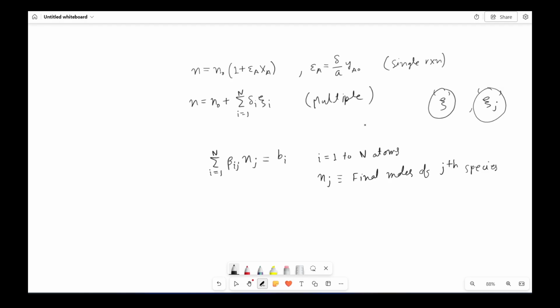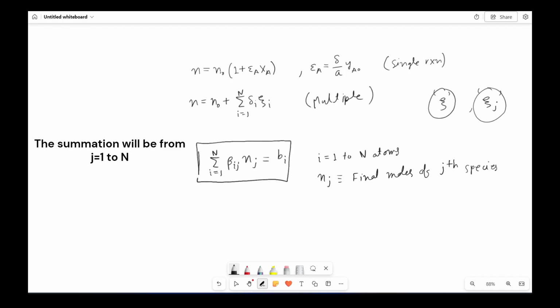Now, that type of expression can be obtained by using the balance of moles of atoms in the reacting system. If we balance the moles of atoms in the reacting system, we will get an equation like this, and we will have n equations for n atoms. Suppose in a reacting system there are n atoms, then there will be n equations, and this Nj is the final moles of jth species.